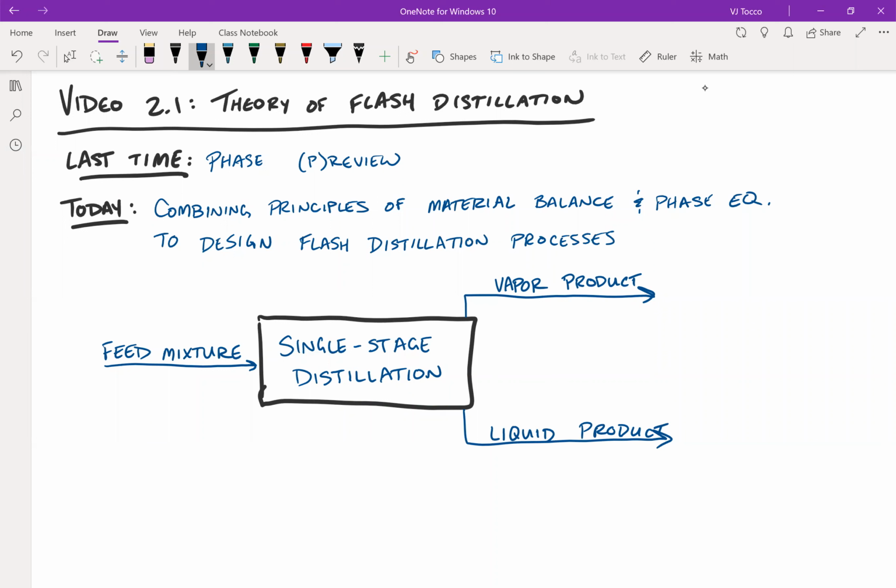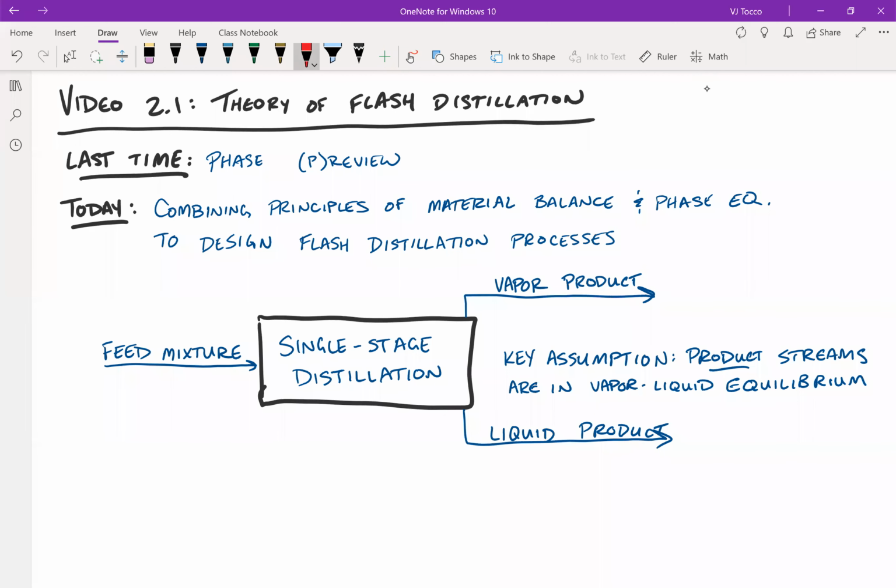And if we have vapor and liquid that are both coexisting together, we make the key assumption that the exiting streams are in phase equilibrium with each other. Importantly, they're in equilibrium with each other. The product vapor is not in equilibrium with the feed. We know from last time that if a vapor and a liquid are in vapor-liquid equilibrium, in general, the compositions of the two streams will not be equal.